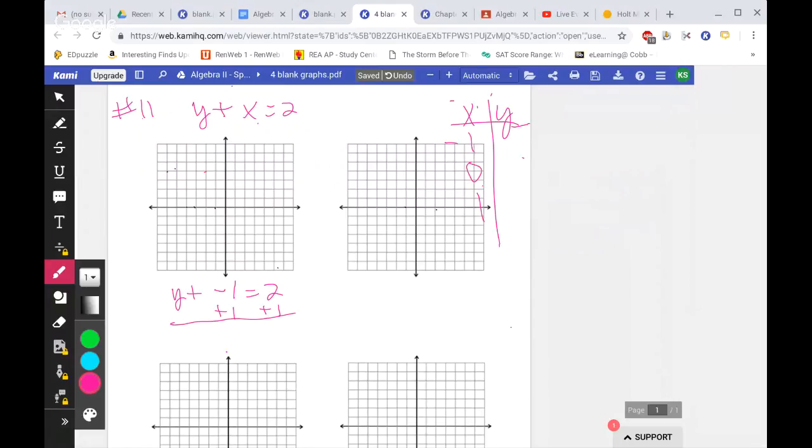Very interesting. Yes, we are going to learn that way too. This is just another way. There are multiple ways to graph equations. That's a great question. Thank you so much for bringing that out.